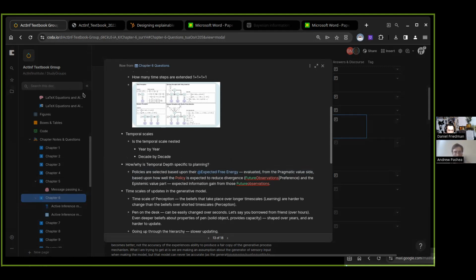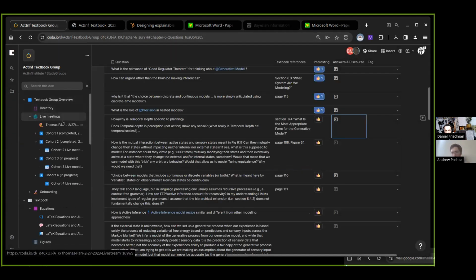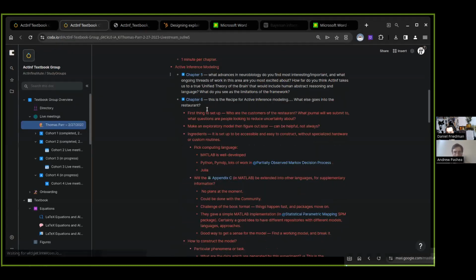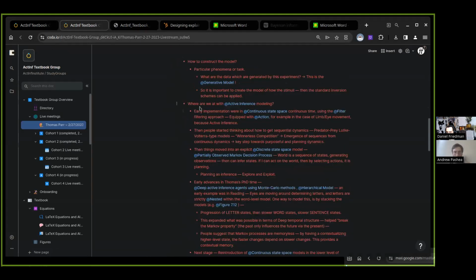Thomas Parr, in his book stream, so early implementations were coming from the filtering, a generalized filtering approach. Maybe it wasn't generalized at that point, but a particle filtering approach, and then equipped these models with action. Then people started thinking about how to get sequential dynamics: predator-prey, Lotka-Volterra models, winnerless competition, neural Darwinism. In these situations, there's an emergence of sequential, recurrent, continuous dynamics, like a limit cycle of more than 2.